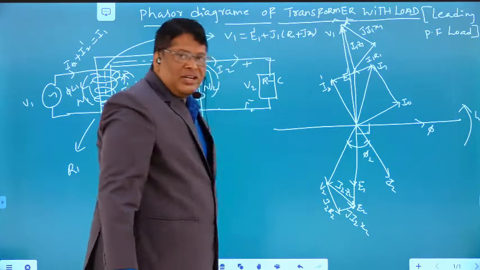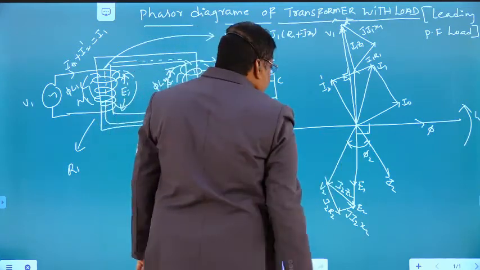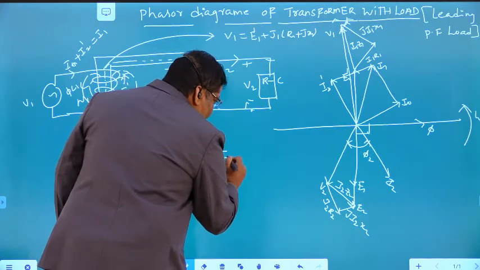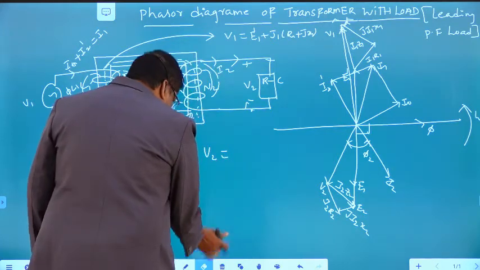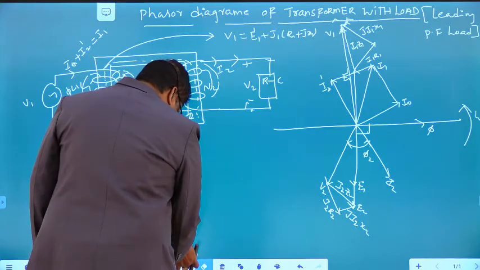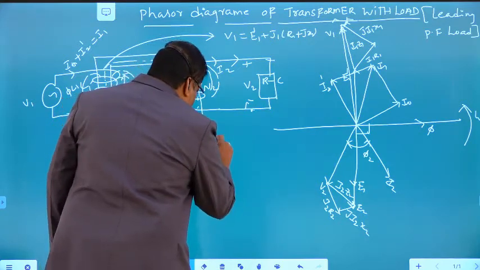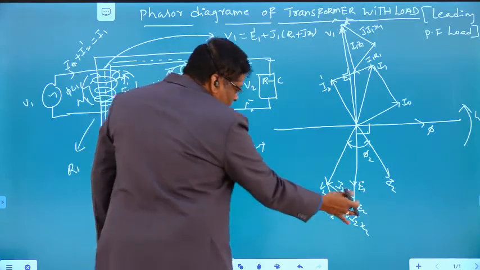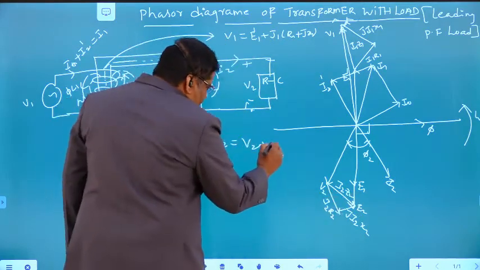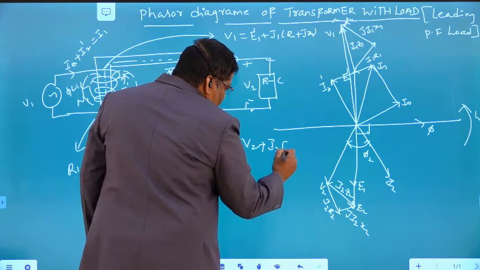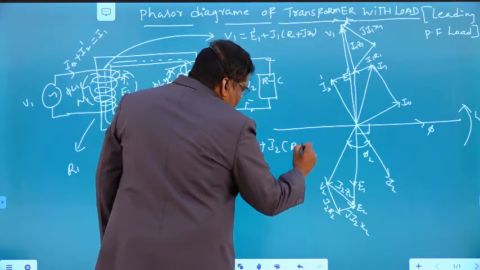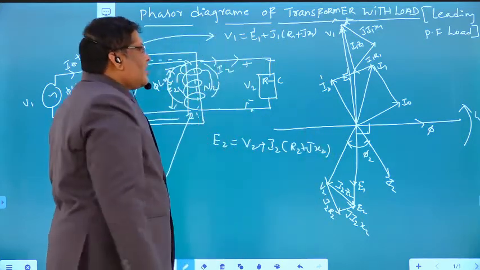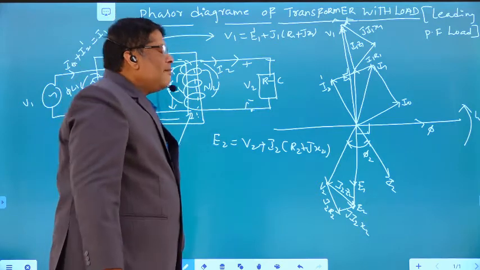Now from this phasor diagram, you can write the voltage equation at the secondary side. E2 equals V2 plus I2 into R2 plus jX2. This is the phasor diagram of a transformer with a leading power factor.